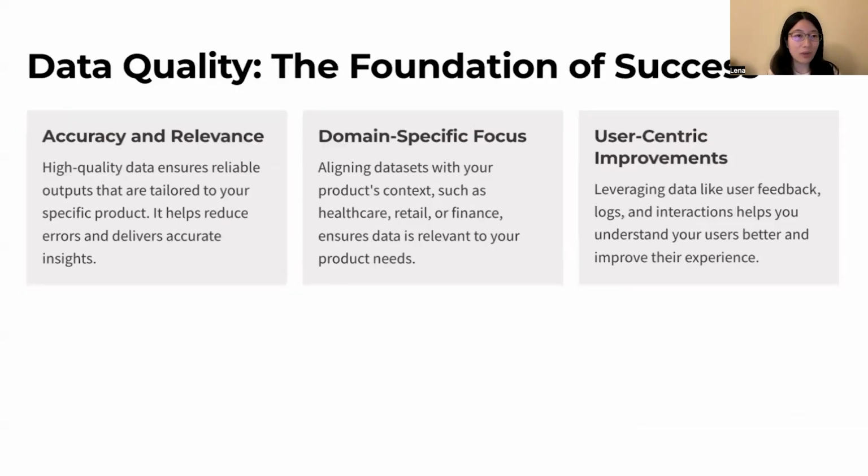Another important thing is data quality, the foundation of success. The first is accuracy and relevance. We have to ensure the data we collect is truly accurate and relevant, and we can leverage human annotators to help us understand the quality of the data. Depending on the product, there could also be domain-specific data we need to collect. So is the data we have right now very generic, or is it domain-specific enough? And the data we have should really help us improve user centricity. We should leverage data like user feedback, logs, and interactions to help us understand our users better.